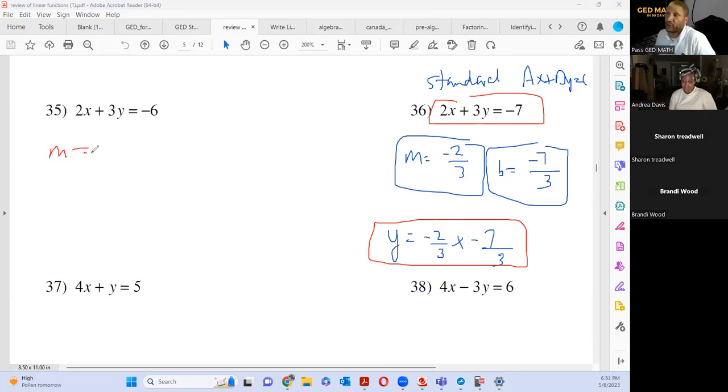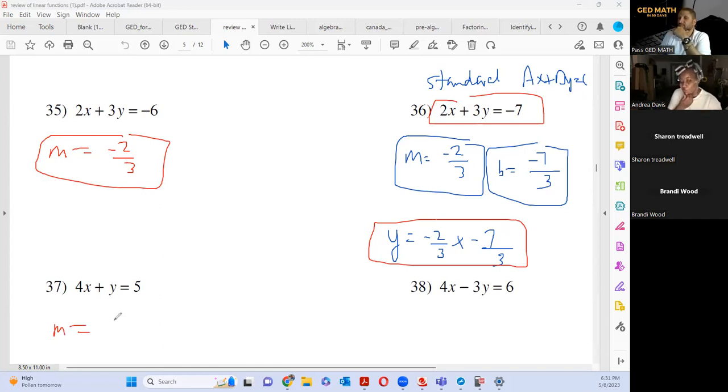So who wants to try number 35? What's the slope of number 35? The slope is -2 over 3. Perfect. Love it. Who wants to try number 37? What's the slope of number 37? -4 over 1. -4 over 1 reduces to what? -4. Number 38. What is the slope of number 38? 4 over -3.